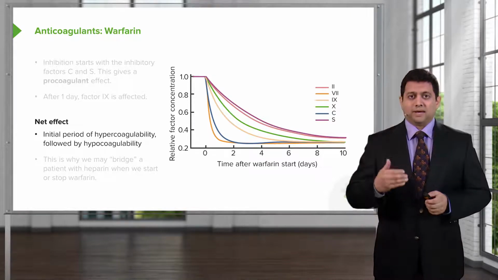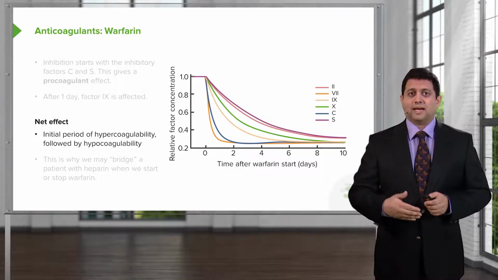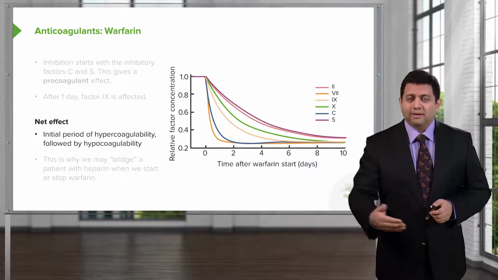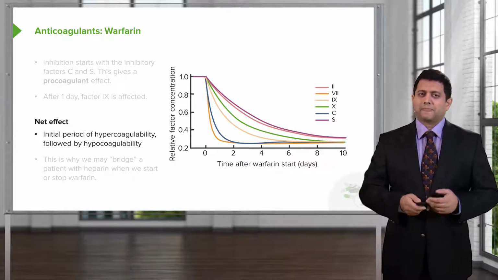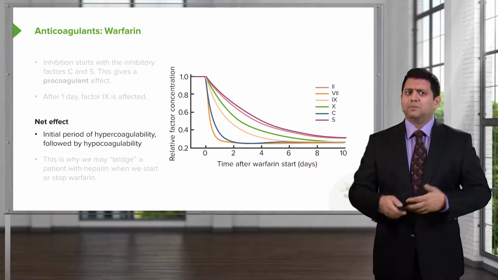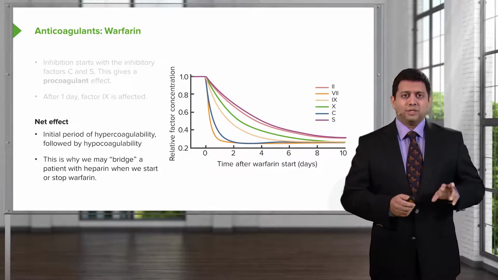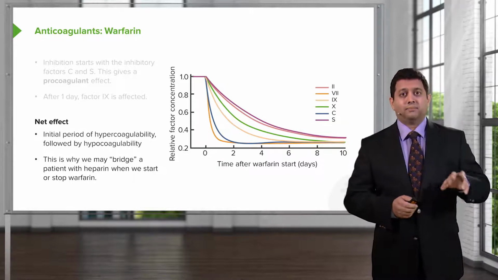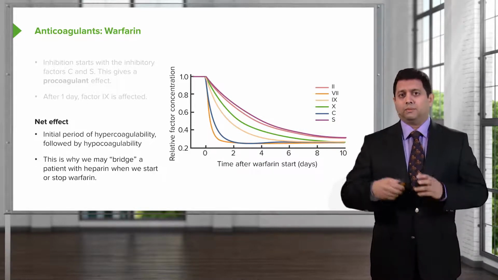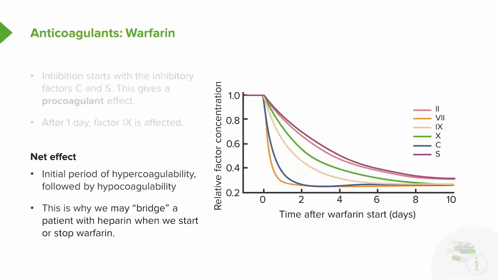So sometimes we have patients who actually form clots more when we start them on the drug. That's why in high-risk patients, we bridge them. So we may bridge patients who are high risk with heparin for a couple of days when we first start warfarin. And then once they get past that procoagulant activity and these other factors start to come into play, that's when we can drop the heparin and just use warfarin on its own. And then we monitor INR.